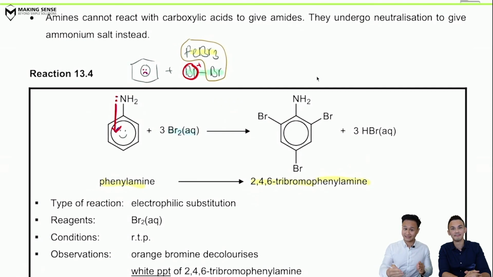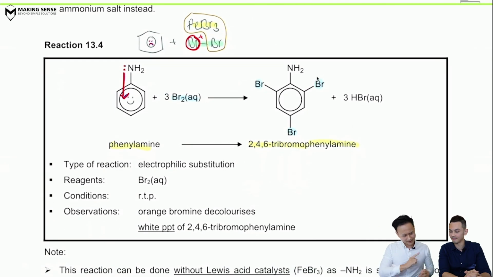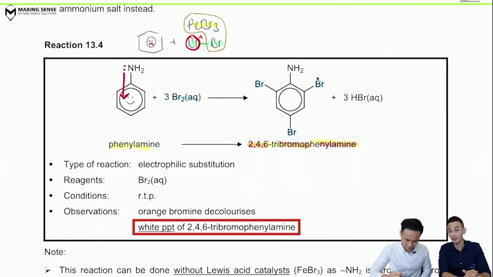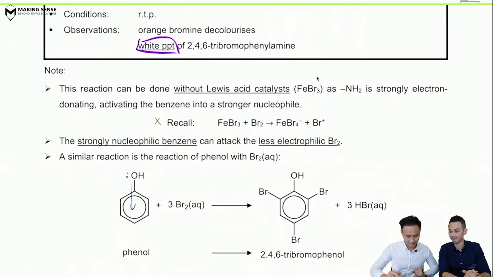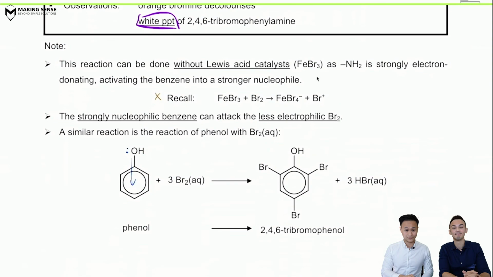Now, as usual, we have seen this in phenol. It's the same idea. You get a tri-substitution, so 3 of the bromines come in at the same time. You get 1 product, but tribromo, 3 bromines coming in. Remind me again, Mr. William, what color is this 2,4,6-tribromophenylamine? It's going to be a white precipitate. Yes, perfect. It's a white ppt. And like I said, this is the exact same thing with phenols. We've seen this in phenols.